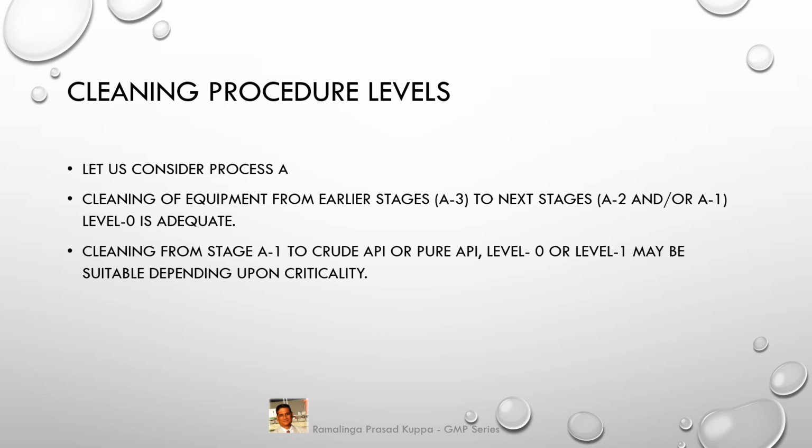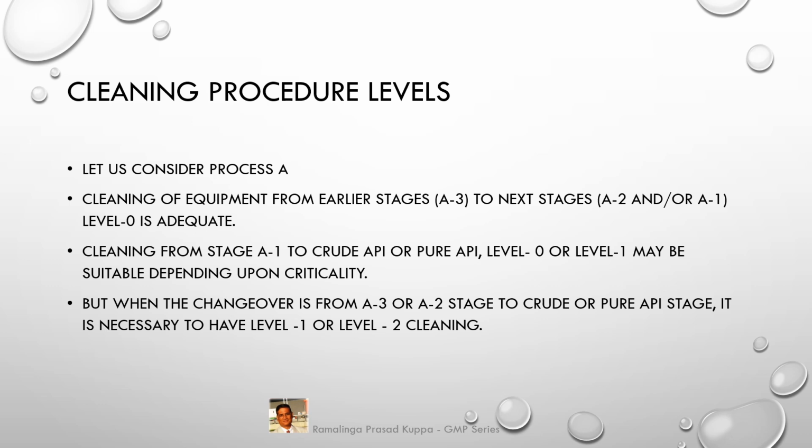As the process is approaching crude API stage from penultimate stage of A-1, where the API molecule is formed, chances of contamination from the previous stage should be controlled. So, depending upon the criticality of the process, generated impurities and the capability to remove those contaminants, it may be necessary to have level 0 or level 1.